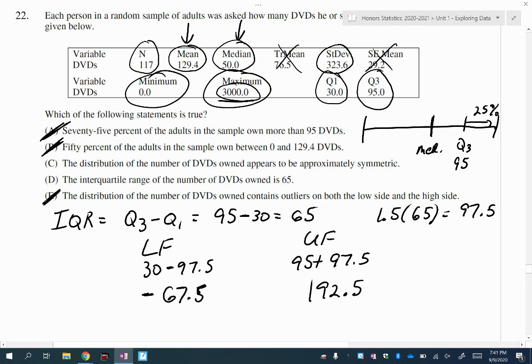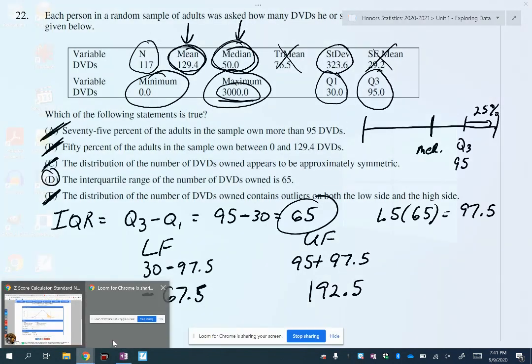C, the distribution of the number of DVDs owned appears to be approximately symmetric. One of the key things about symmetric or approximately symmetric distributions is the mean and the median should be roughly the same. And as we've already discussed, the mean is not near the median. It's much higher because of that 3,000. So I would imagine if it's going to show any shape, it probably shows some skewness to the right. So that one's wrong. And so the only one that is correct is that the IQR is 65, which we already calculated. All right, I know this was long, so go ahead and try to watch it in chunks, and good luck on your test.